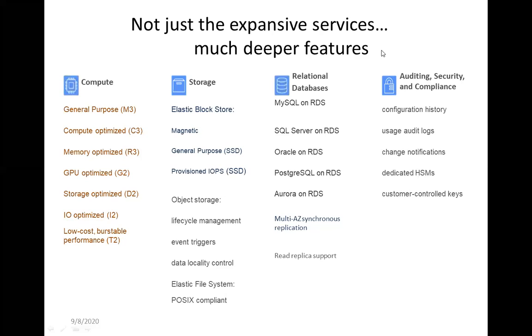Next is the relational database deeper feature: MySQL on RDS, SQL Server on RDS, Oracle on RDS, Aurora, multi-AZ synchronization, PostgreSQL, read replica support, auditing and security and compliance, configuration history, change notifications, usage audit logs, and customer control and dedicated HSM as services. So these are the deep services that are being provided in detail to the various organizations and customers by Amazon Web Services.